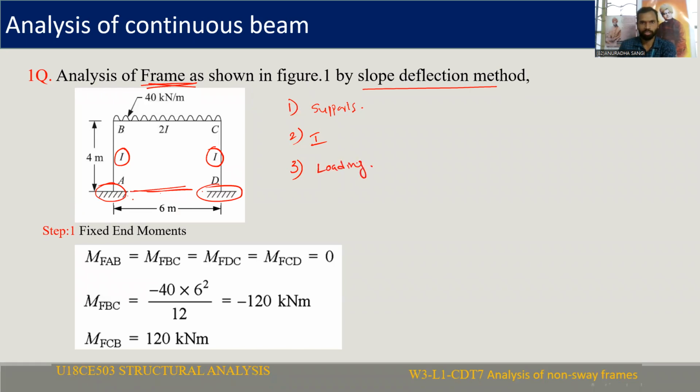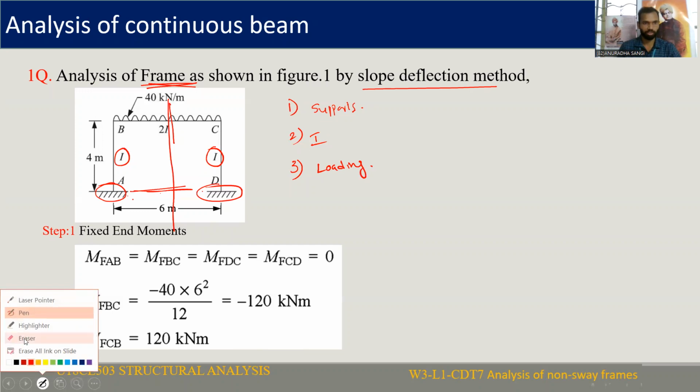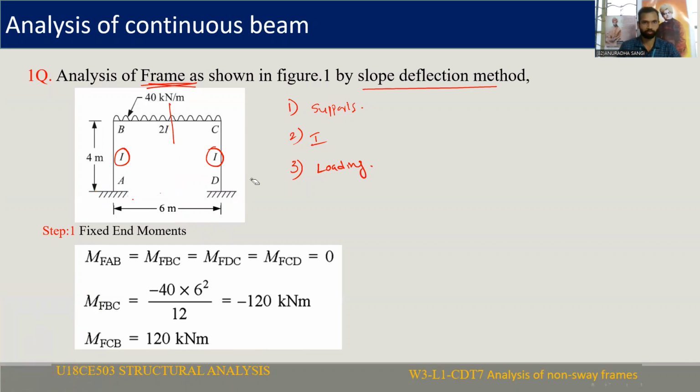If the loading is symmetrical about the vertical axis, then the frame is called a non-sway frame. If you see, the BC member is subjected to uniform distributed load and this load is symmetrical about the vertical axis. That means it will not produce any sway. So sway is zero for this given problem, and we need to analyze the total frame by using non-sway analysis. The slope deflection method of analysis we need to approach here.